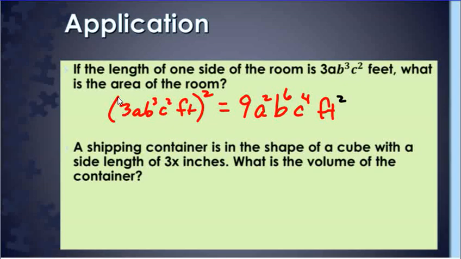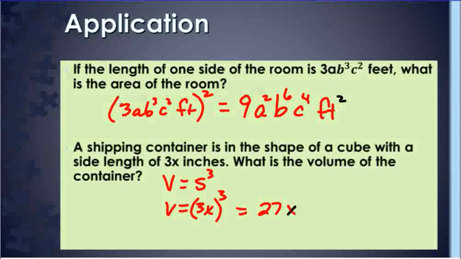A shipping container is in the shape of a cube with a side length of 3x inches. What is the volume of the container? So volume would be s cubed. So all the sides are the same. It's a 3D shape, so one side is 3x. That means all the sides are 3x. So I would have to cube everything. So 3 cubed is 27. X cubed would just be x cubed. And we would have cubic inches.